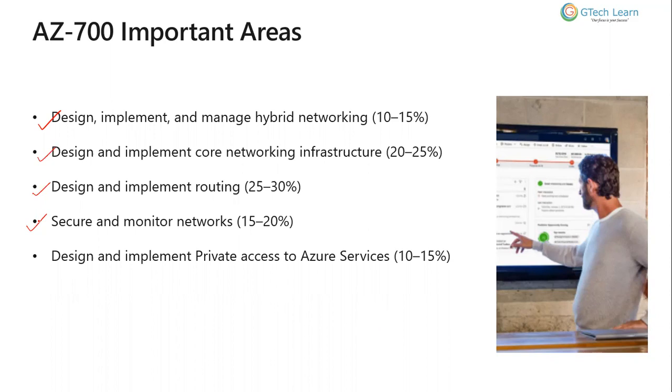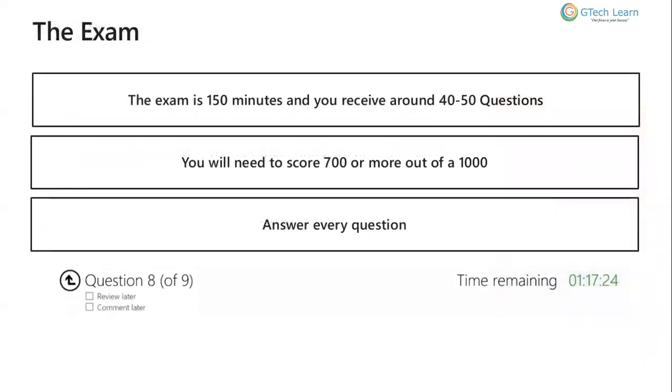And the last but not the least important area for the AZ-700 examination is design and implement private access to Azure services. From that specific area, we are likely to see 10 to 15% of the questions. That's okay. So that is what we need to know to work on AZ-700 exam preparation. Now let's talk about the exam, how the exam works, and what we have in the examination.